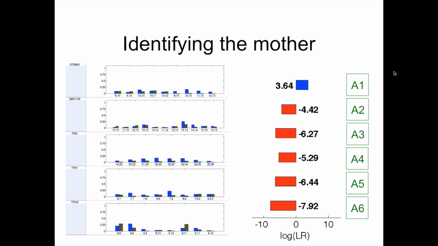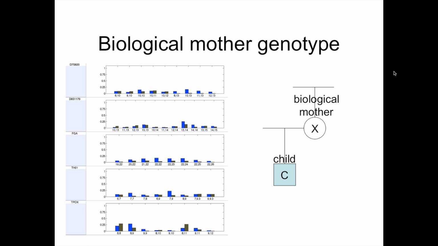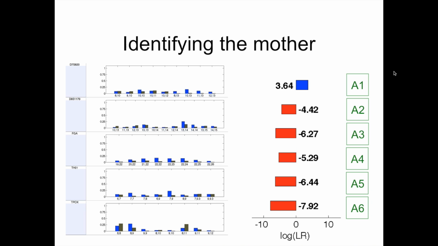The other individuals, when their genotypes are compared against the inferred biological mother, have exclusionary values shown in red, and they have negative log likelihood ratios, here ranging from around -4, which is 1 in 10,000, down to -7, which is 1 in 10 million. So this sort of inference problem, by inferring the mother's genotype from kinship information, is able to answer the question as to which of these women is actually the biological mother.